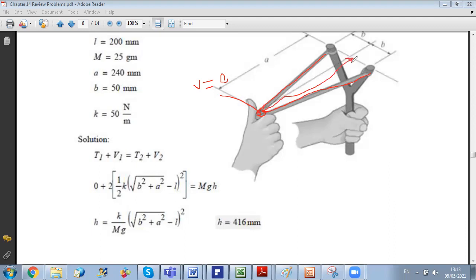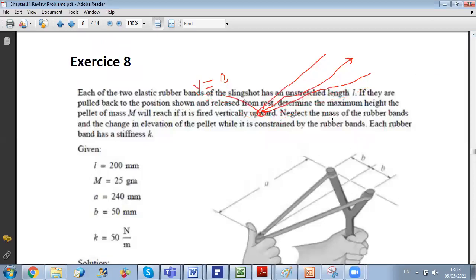In the problem, look at what they told you: neglect the mass of the rubber bands and the change in elevation of the mass while it is constrained by the rubber bands. What do they mean by this sentence? If I want to draw the initial state for you, this is the initial state. The mass was at this level. We had in this case V0, V is equal to 0 at this position. And the kinetic energy is zero, the potential energy is maximum.